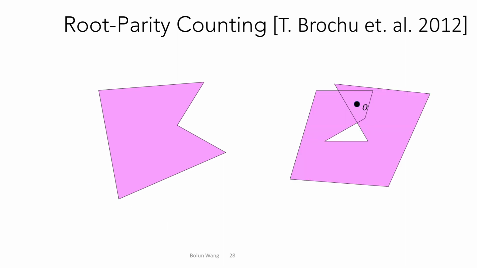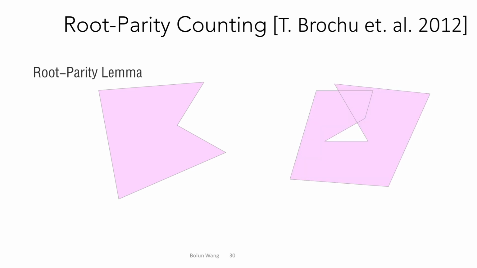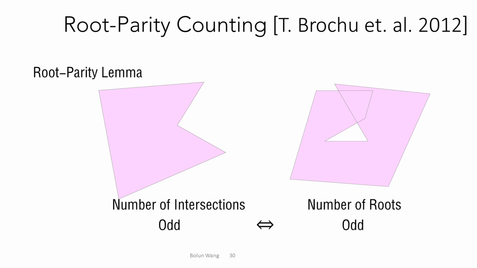However, this method may fail when the codomain folds itself and causes 2 roots. But the parity of the intersections can still be used to indicate the parity of the roots. It's called the root parity lemma. It means the parity of the number of intersections is the same as the parity of the number of roots.